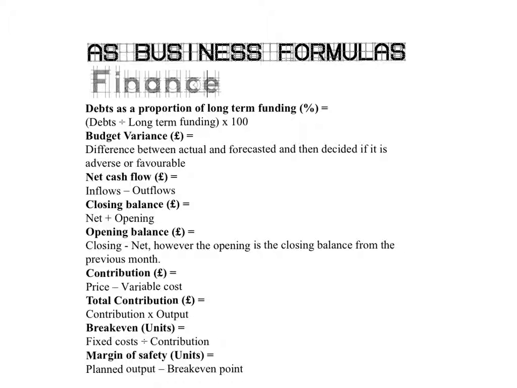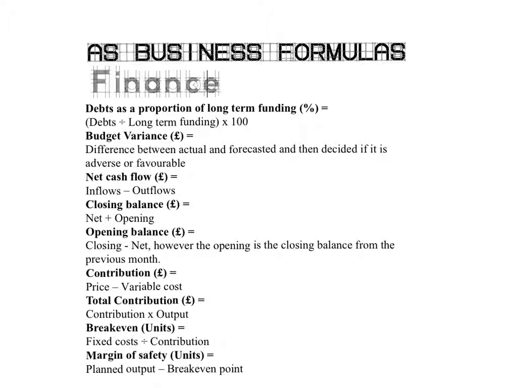Your contribution is the same formula as added value, which would be in operations, and that is your selling price minus your variable cost. So it's pretty much how much each unit of good, or possibly the service, contributes towards paying off your fixed costs, and that would get you your break-even formula. Your break-even formula is your fixed cost divided by your contribution, and that is measured in units.